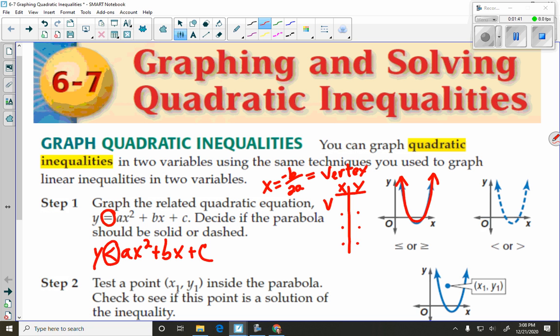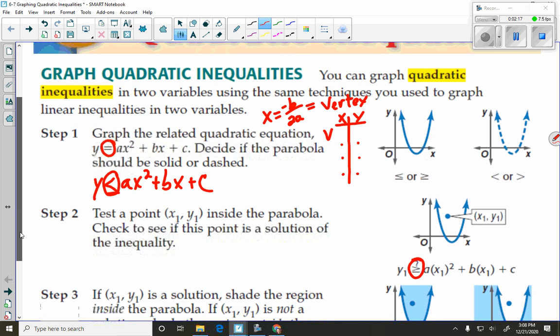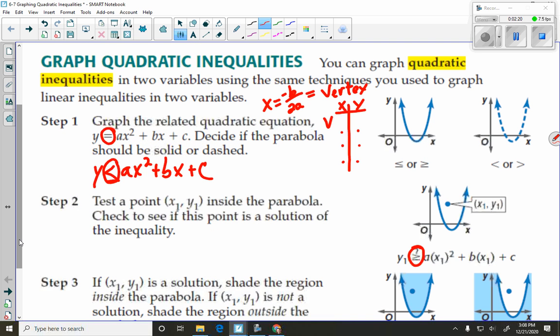So step one, that's what you're looking for. Is there an equal bar down below here? If not, then you're going to make it a dotted line. And a dotted line says everything right up to that point, but not including the line. Those points won't make the equation true, but anything on one side or the other will. So step one, do you have a solid or dotted line? Do you have an equal bar below your less than or greater than sign?